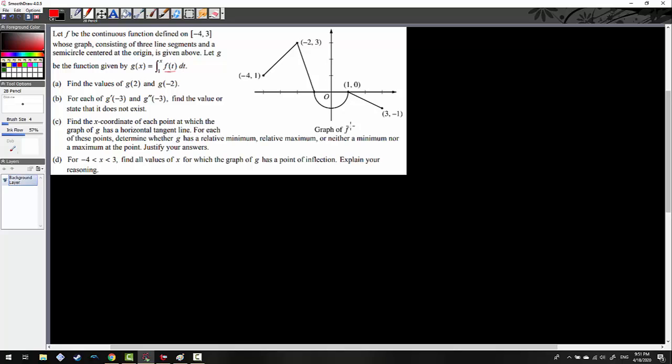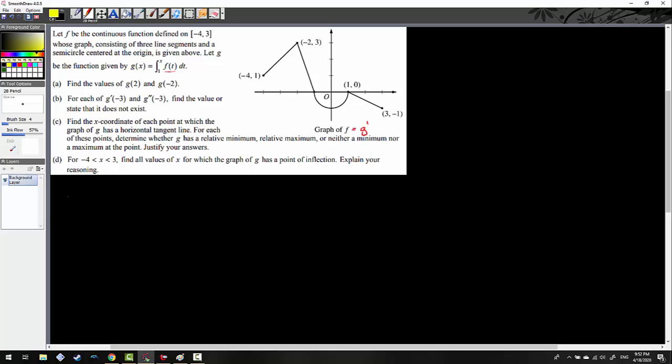Meaning, this graph of f is really a graph of g prime. And that should influence every single answer that asks you about g in this problem. So please make sure you keep that in mind. One other thing. Just because we established the relationship between f and g prime here doesn't mean that we don't have to do it later on in the problem. We will be establishing that relationship a couple more times in the context of this problem here.